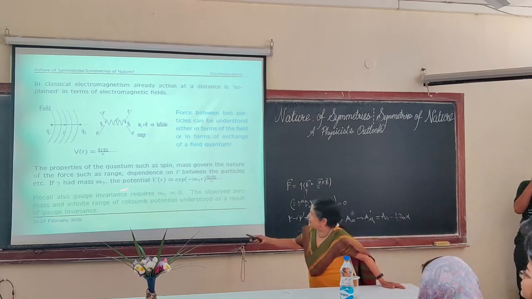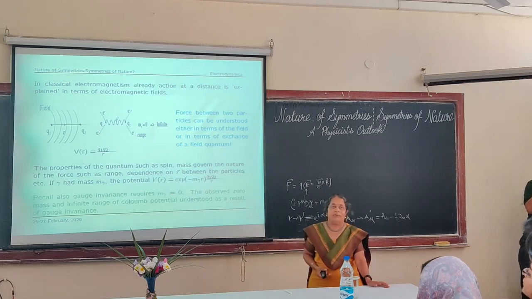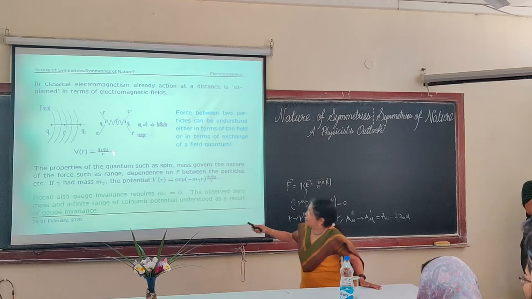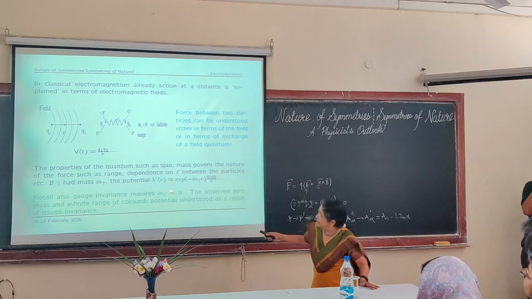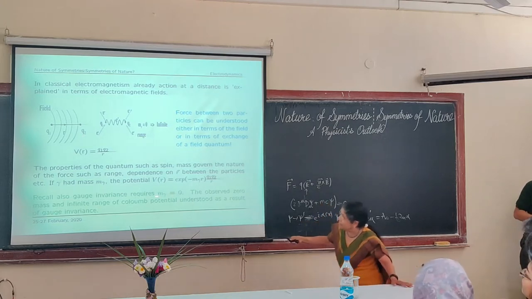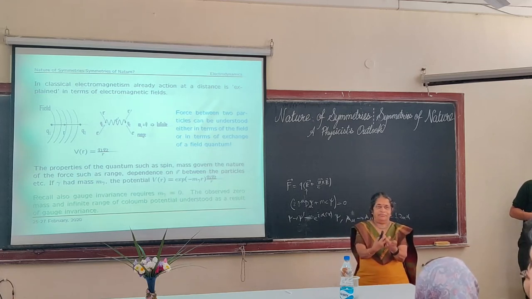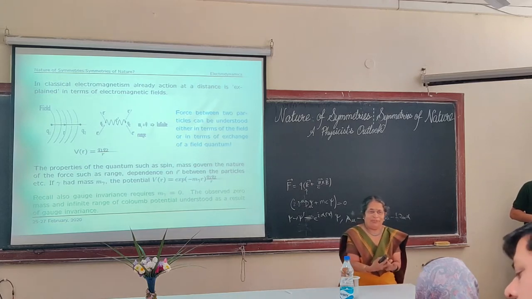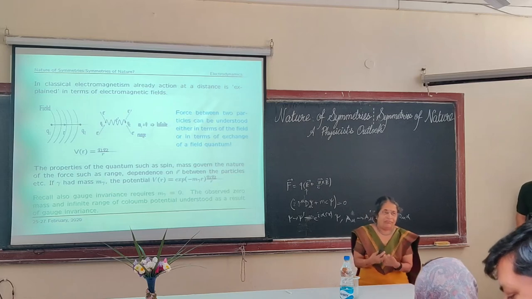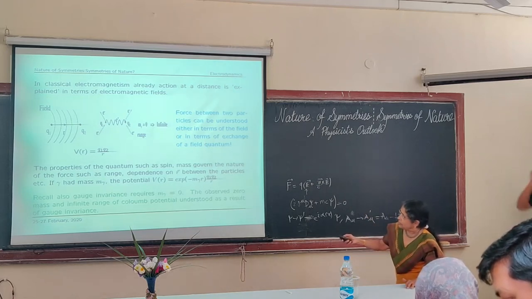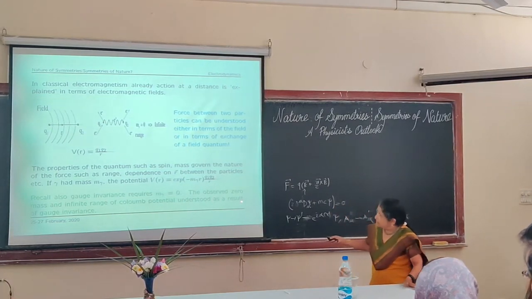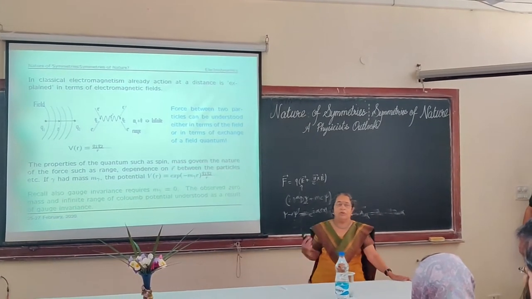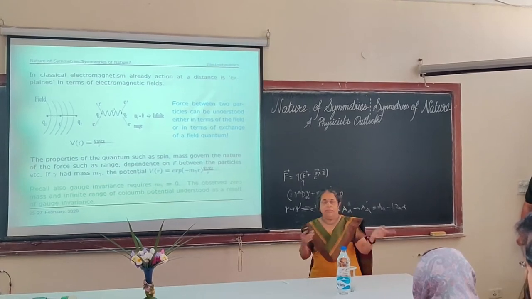I will show you in a few minutes that gauge invariance requires that the mass of the photon should be zero. So what I am trying to show you here is that the infinite range of the Coulomb potential, zero mass of the photon, and gauge invariance are all tied together. Right now I'm asking you to take this on faith because I cannot prove all these things, but these three things are completely correlated. So the observed zero mass and the infinite range of the Coulomb potential are to be understood as a result of the U(1) gauge invariance of electromagnetic interactions. All these three things are equivalent.